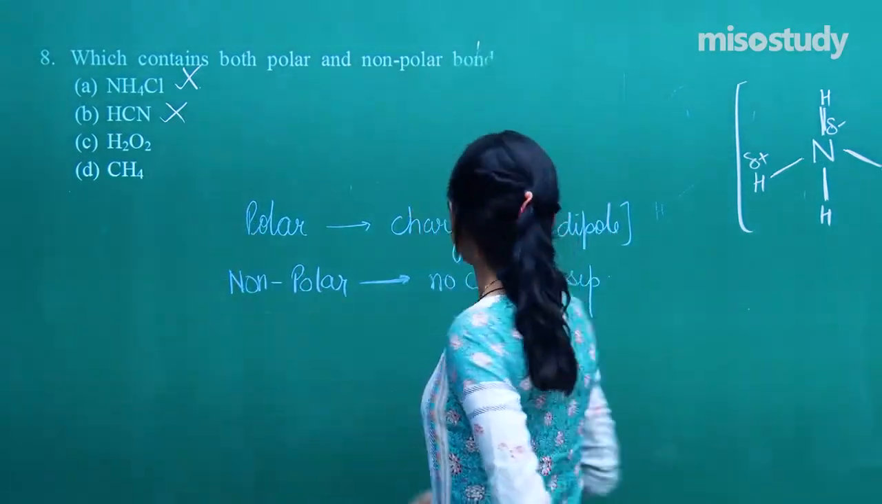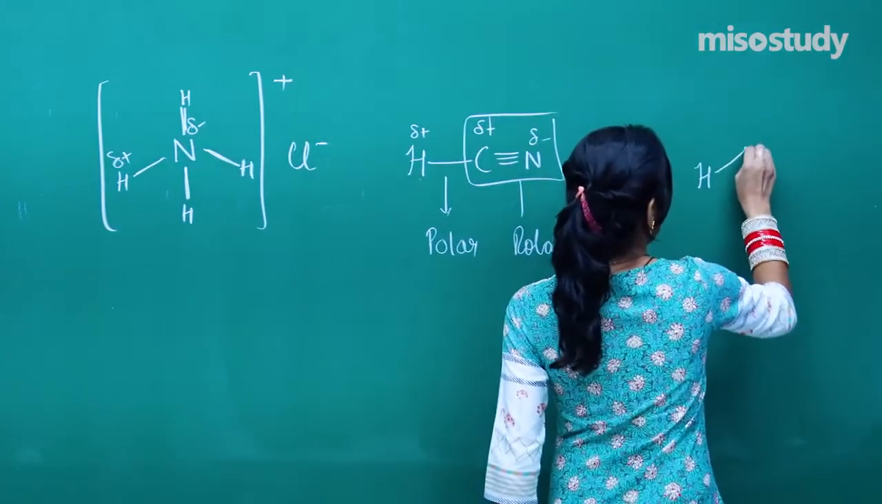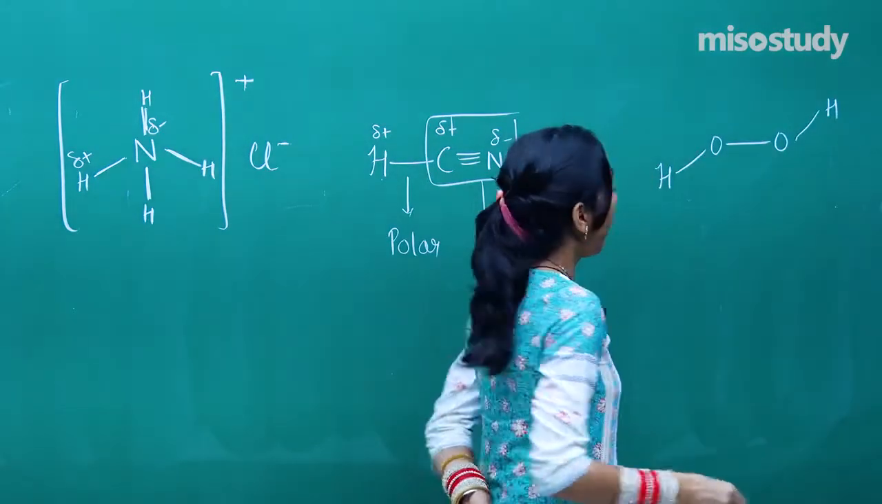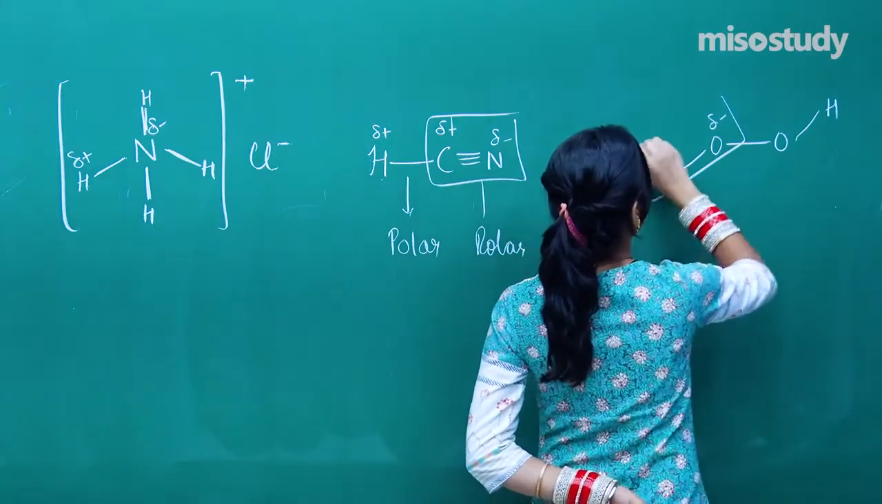Now, let us consider H2O2. When you consider H2O2, see here carefully, hydrogen is delta plus, oxygen is delta minus. So this bond is polar.